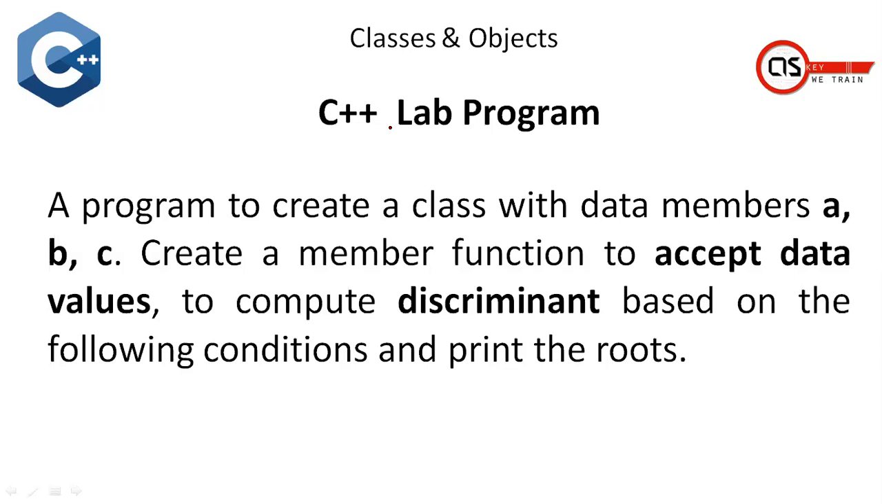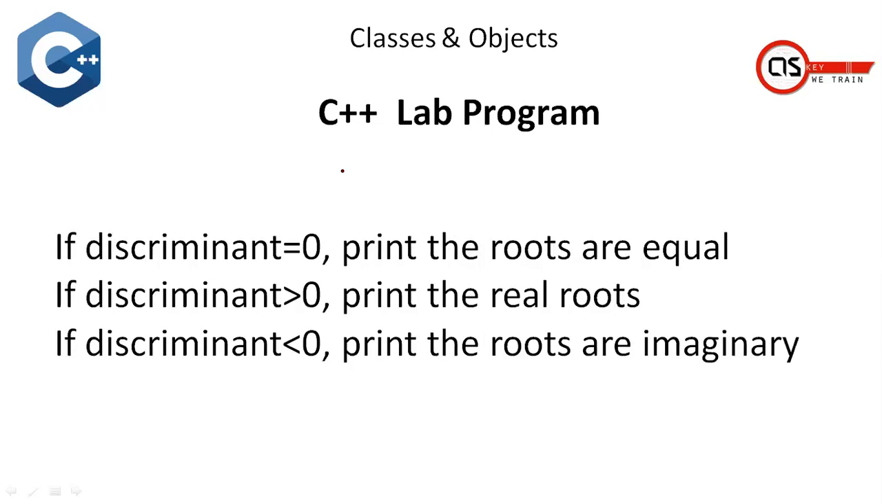So this is your lab program, and the given conditions where we have to compute our roots are three different conditions. First and foremost, if the discriminant value is 0, then we are supposed to print that the roots are equal. If the discriminant is greater than 0, then we are supposed to print the two real roots which we are going to get. And the third one is, if the discriminant is less than 0, then we are supposed to print that the roots are imaginary in nature.